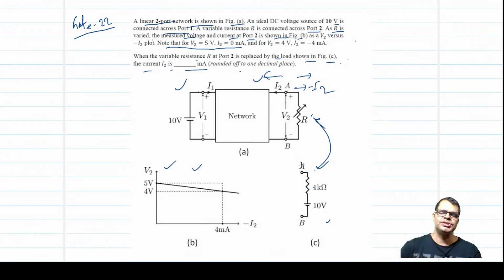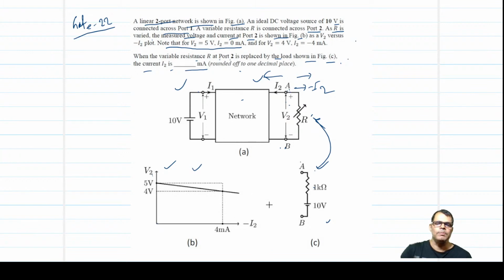After studying this question, you should have got the idea how to proceed. You can easily see that because a network is given, and the voltage and current relation has been given. When the current is 0, voltage is 5 volt. That means an open circuit condition is given at port 2, this side, at the points A and B.